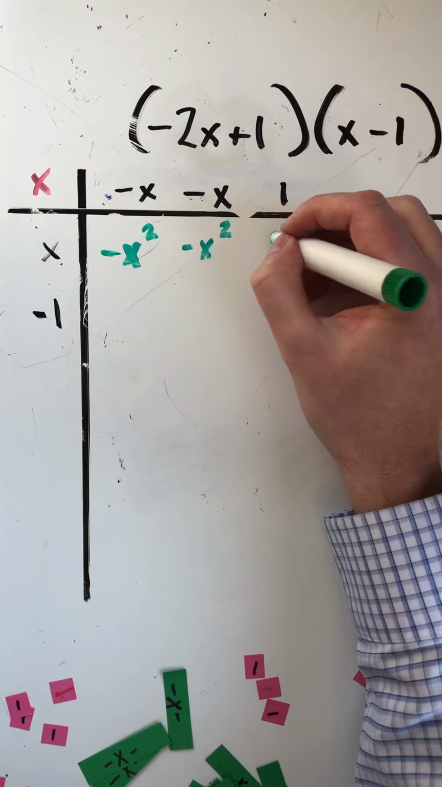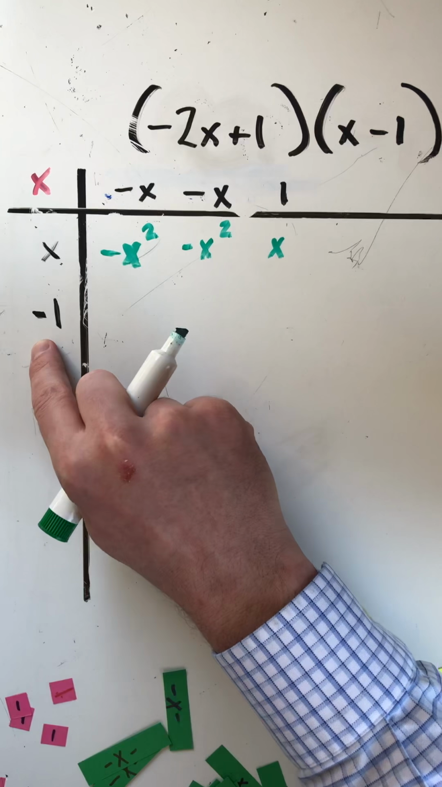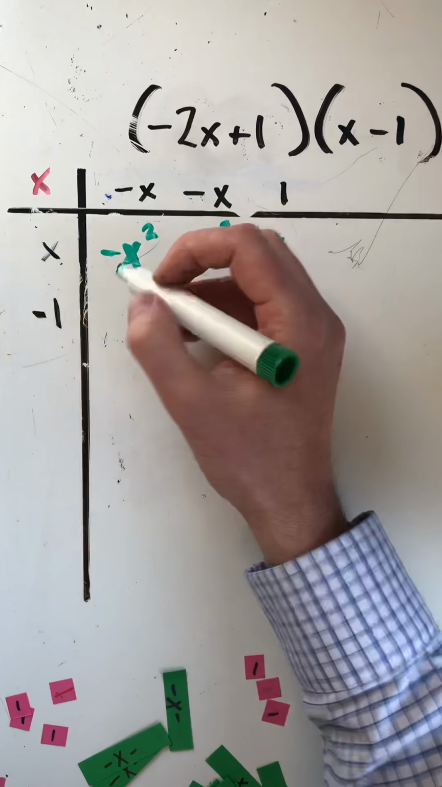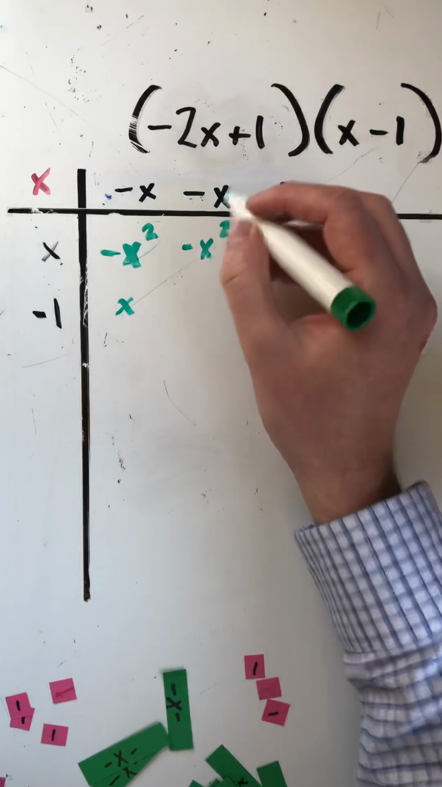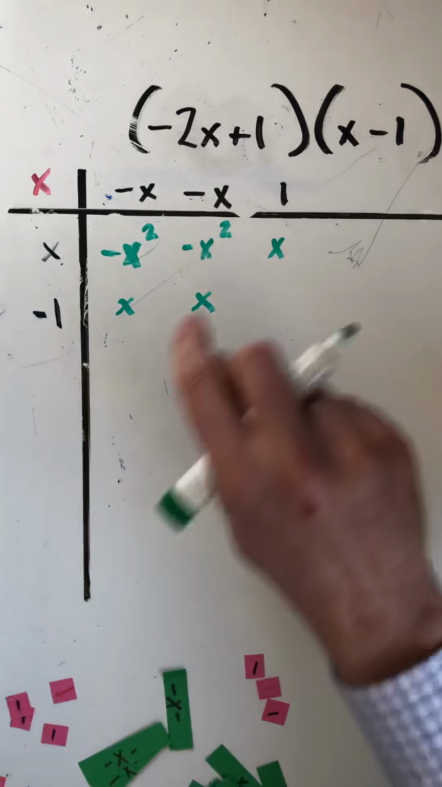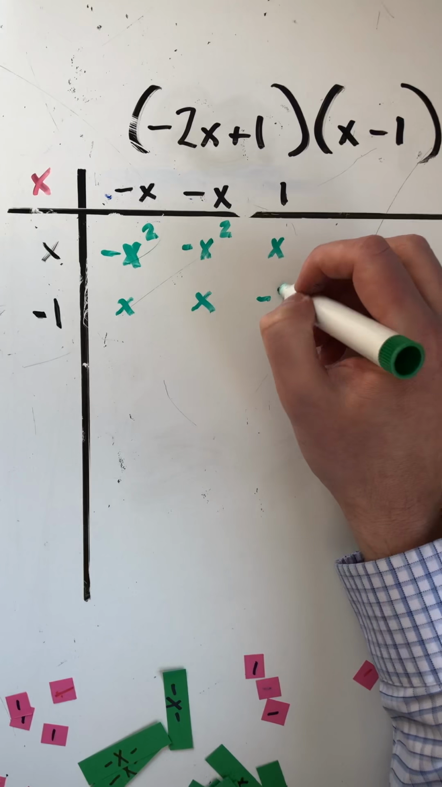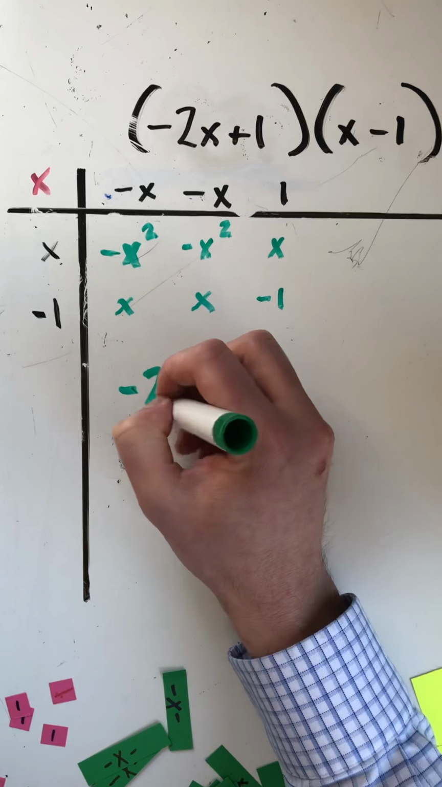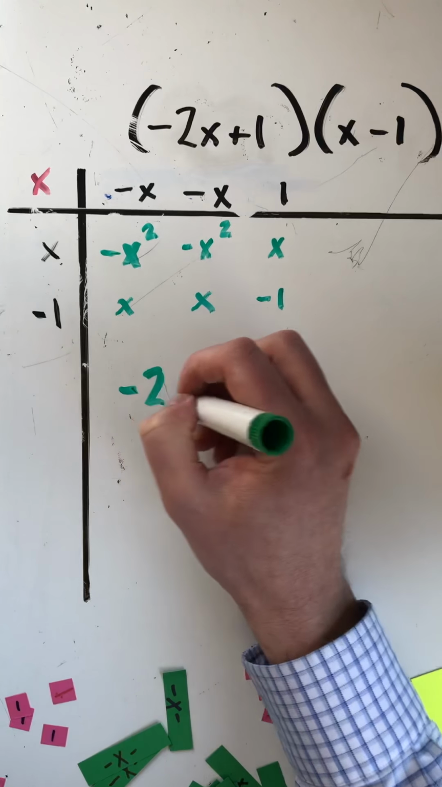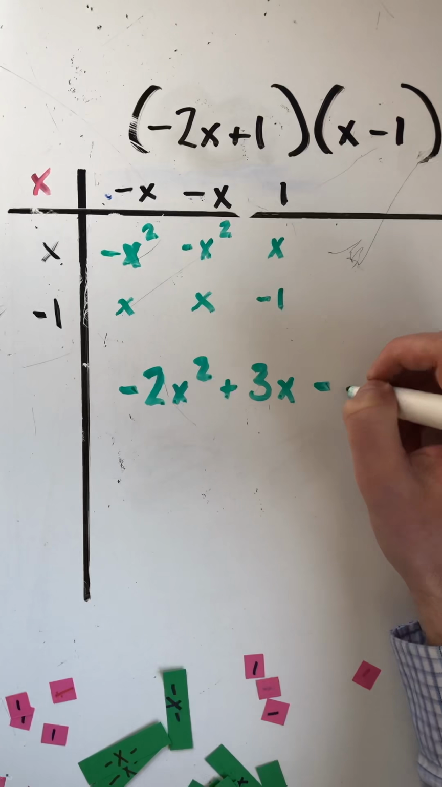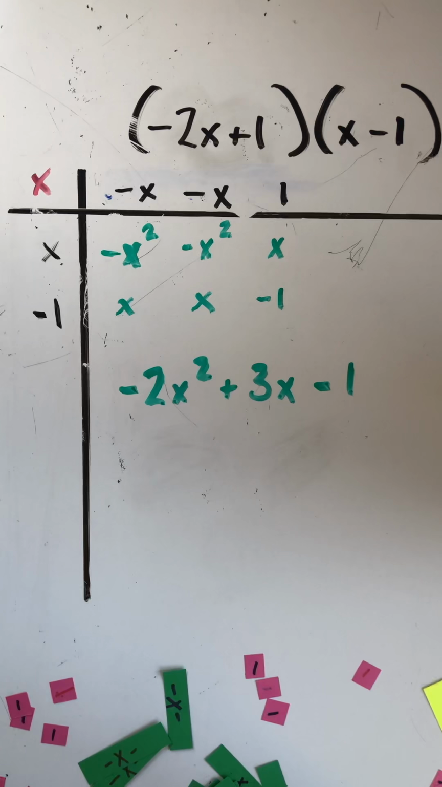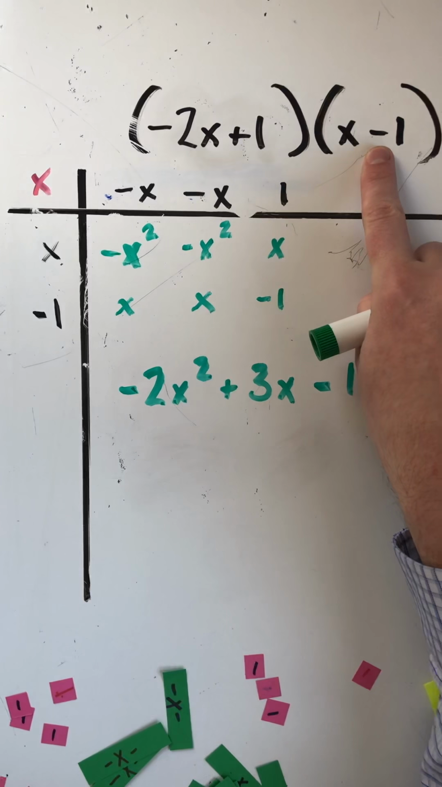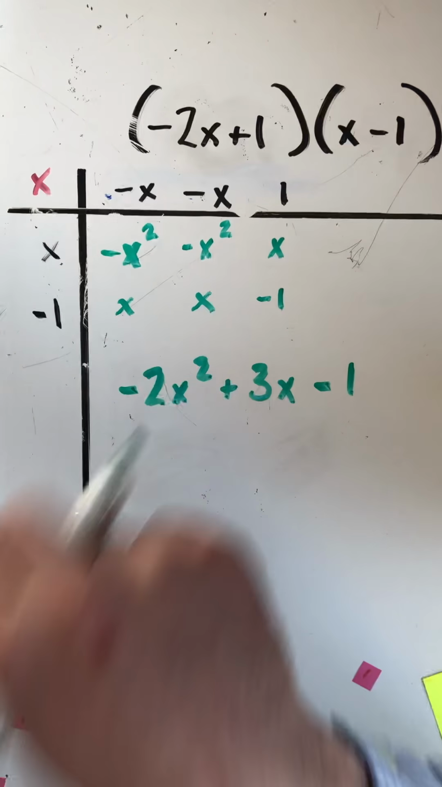1 times x is an x. Negative x times negative 1, a negative times a negative makes it positive, positive, and 1 times negative 1 is negative 1. So again, my answer here would be negative 2x squareds plus 3x's minus 1. Hopefully this video shows you how to handle subtraction and some negative work when you're modeling with polynomials.